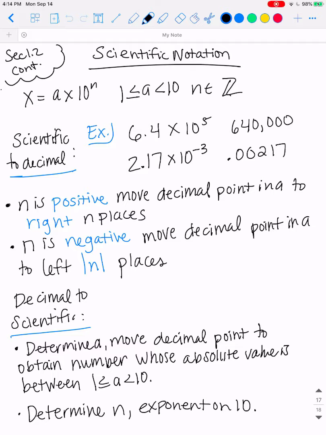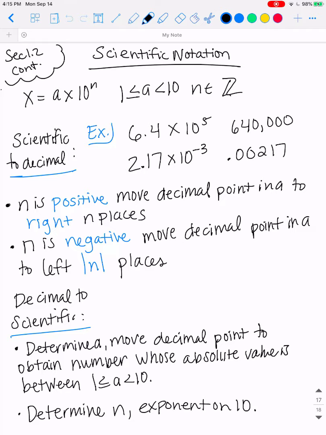We're going to be continuing through section 1.2 with scientific notation. This is used a lot in fields such as chemistry, biology, and so forth. Our x is expressed through a number a times 10 to some power, where a is between 1 and 10, not including 10, and n is an integer.